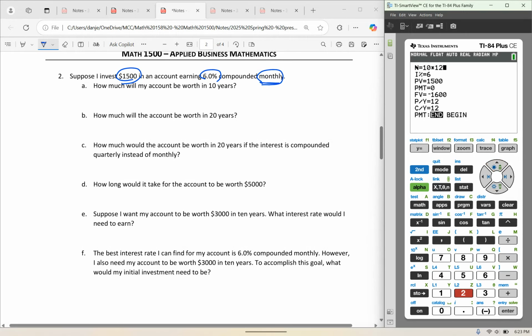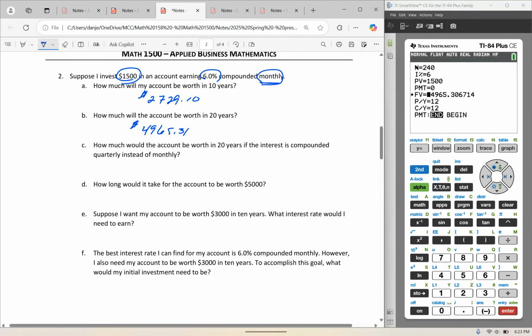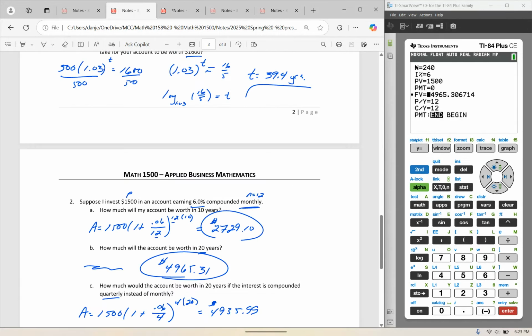After 20 years, now that's going to be 12 months per year for 20 years, or 240 months. Alpha solve, my future value is $4,965.31. If you watched the previous video, you noticed it took us a little bit more work to get to those numbers.